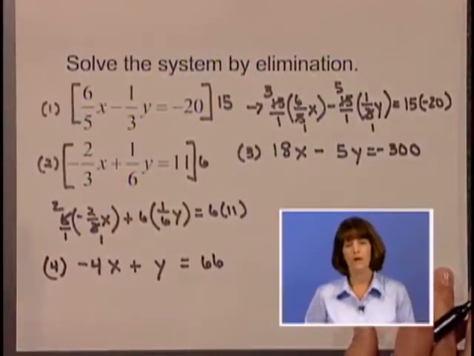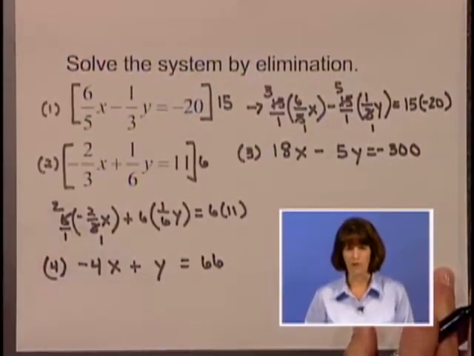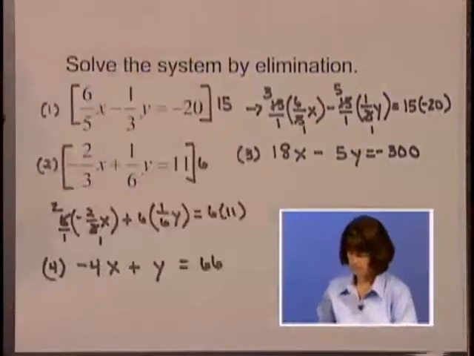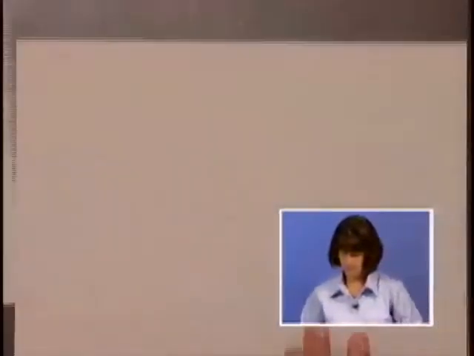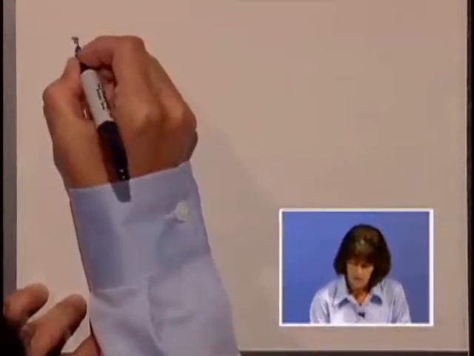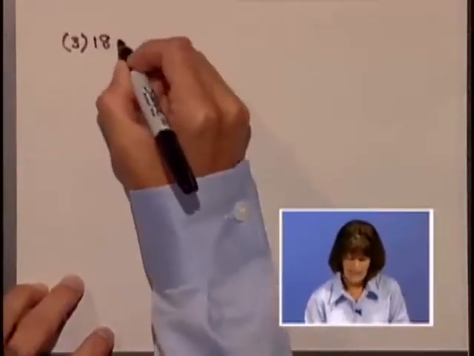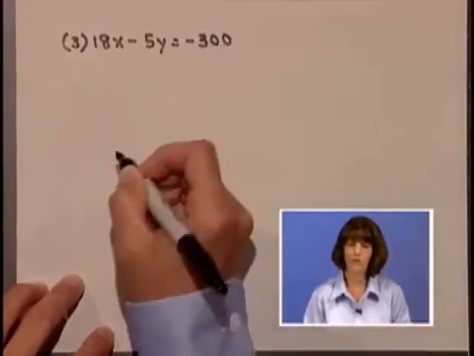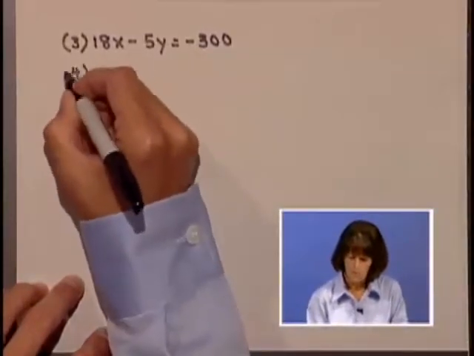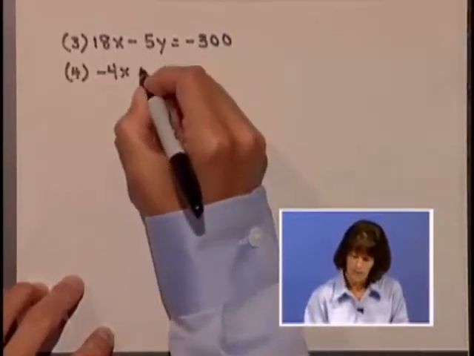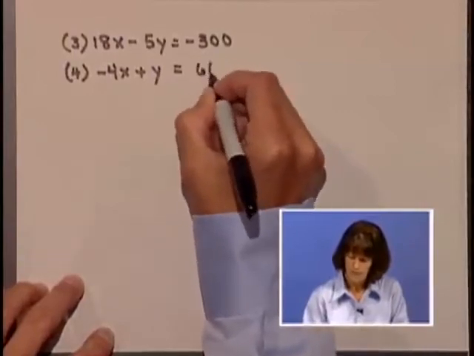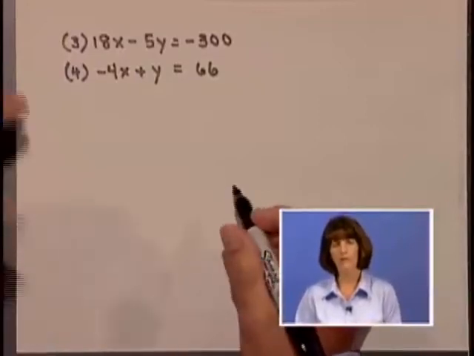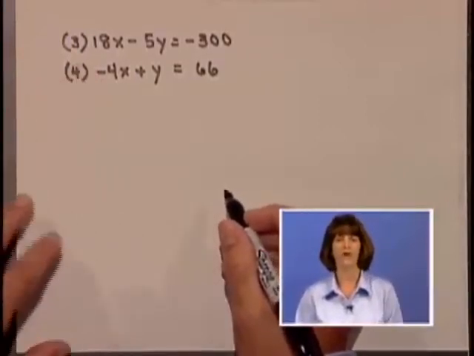So at this point, we've got two equations without fractions. Now let's focus on those two. Equation 3 was 18x minus 5y equal -300, and equation 4 was -4x plus y is equal to 66. Now remember, we're using the elimination method, so we want to be able to add these two equations together and get one of those variables to cancel out.